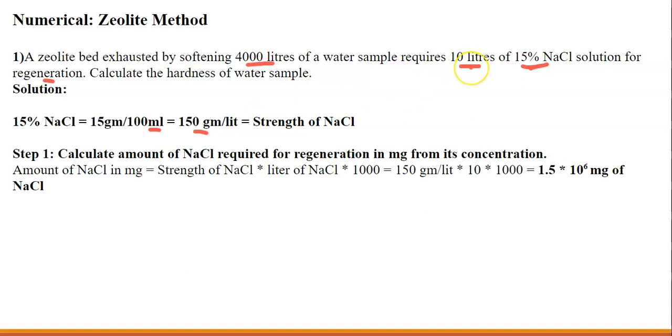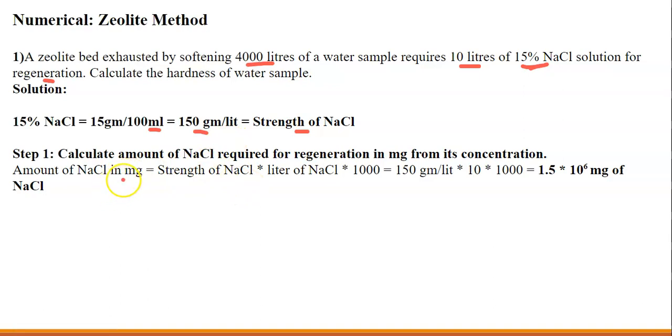Next, we know the volume of NaCl and we know the volume of water which was softened, and we have to find the hardness of water sample. So this numerical is solved in 3 steps. First step is we have to calculate the amount of NaCl required for regeneration in mg from its concentration. So we have the strength of NaCl, we have the volume of NaCl. We need to calculate the amount by using the strength and volume of NaCl.